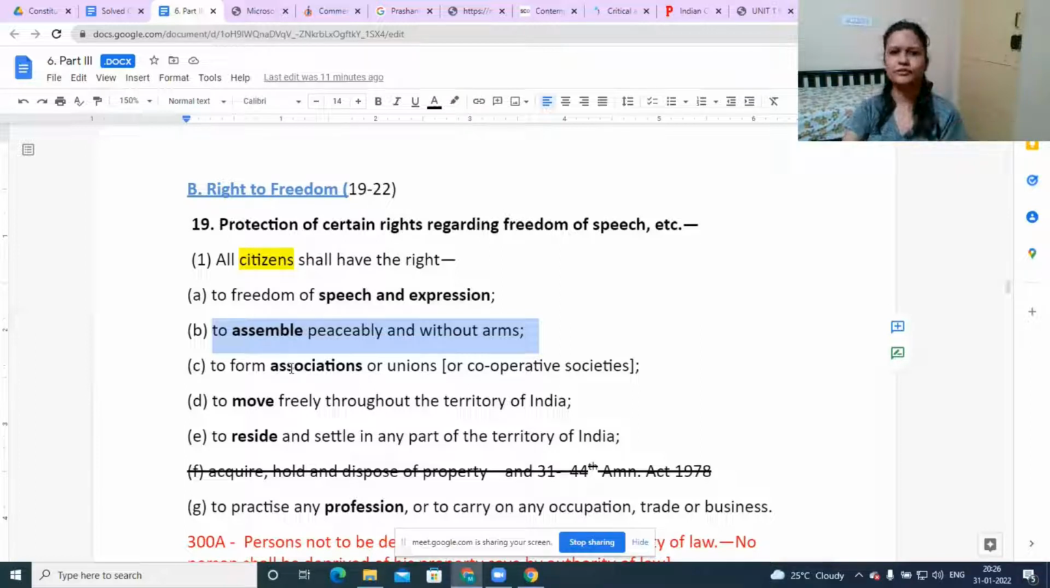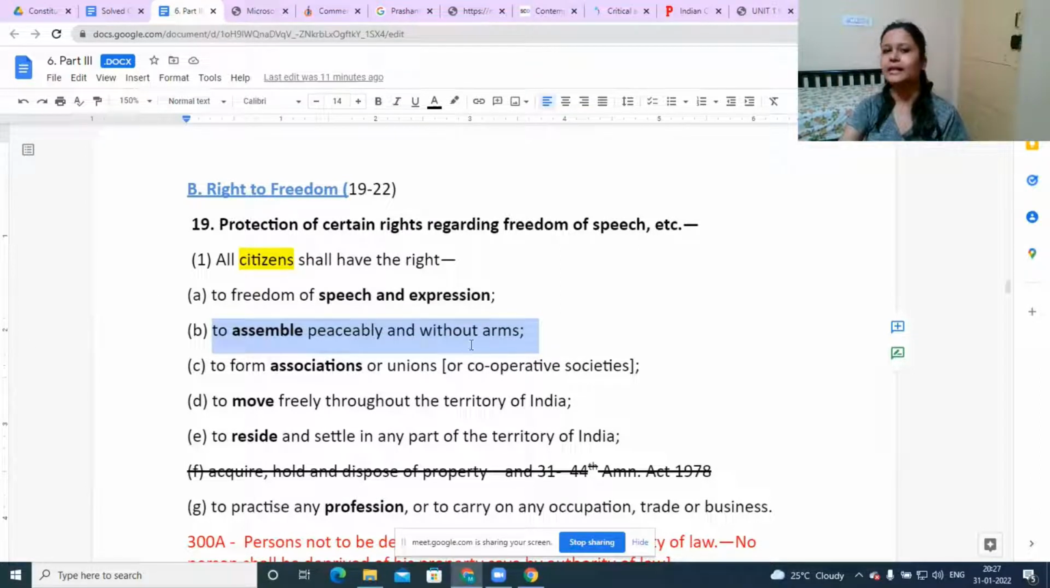For so many different reasons people would assemble, right? Early morning you would see in all the parks, people just gather and start laughing, right? These are also nothing but assembly. Some people may gather to do yoga, or whatever.